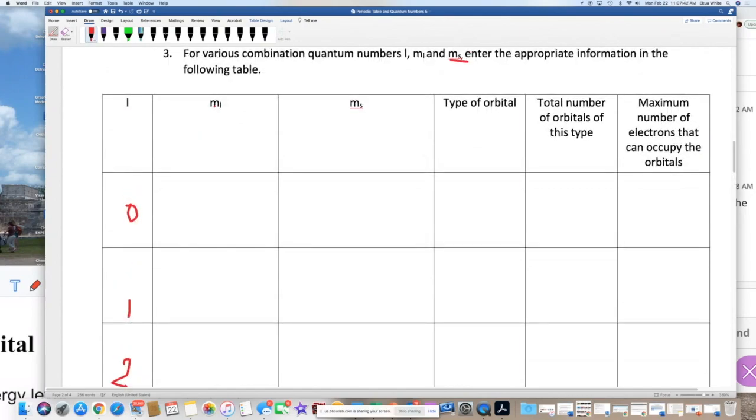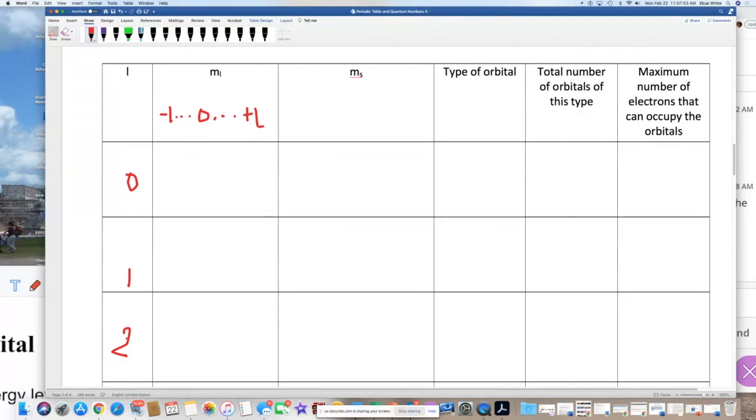Okay, when they say write the M sub L for this L, remember M sub L starts with negative L, goes all the way to 0, goes all the way to positive L. So I'll do it for L is 2. This is negative 2, negative 1, 0, positive 1, positive 2.